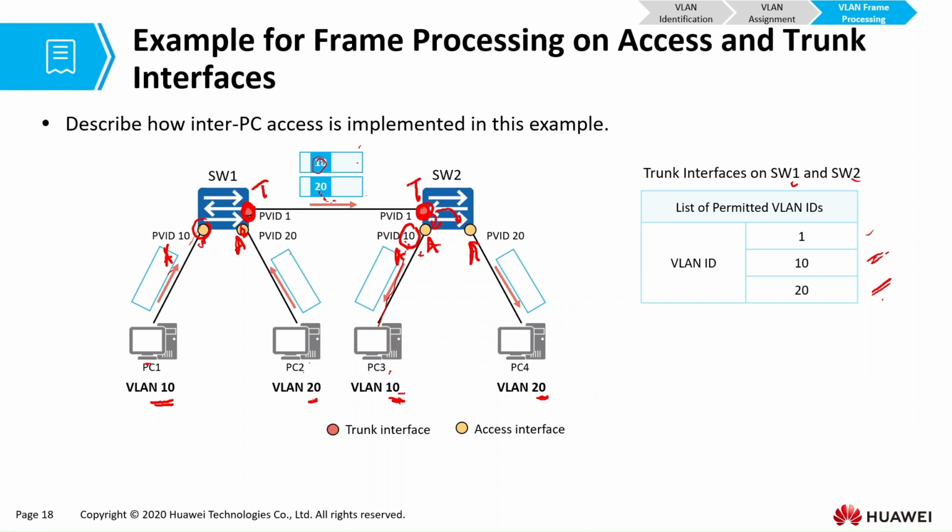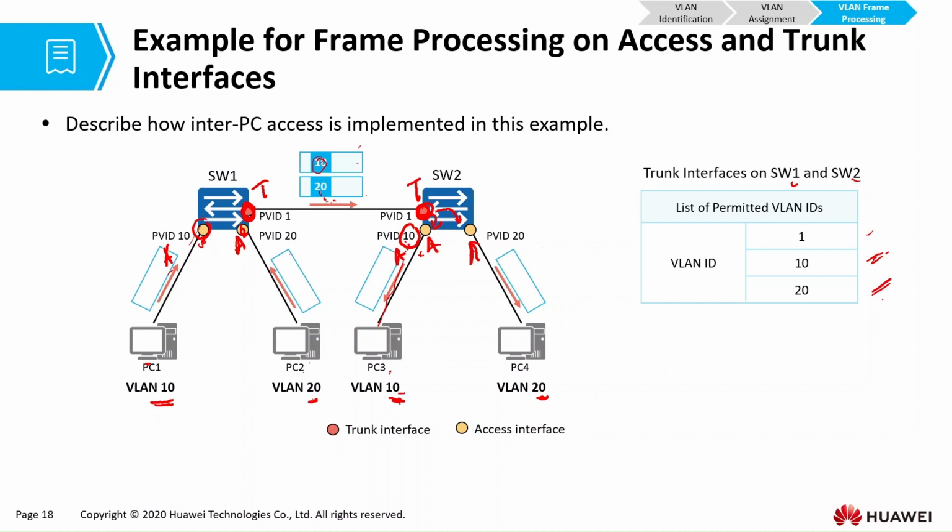But remember, under Huawei, they have a special interface. They call it a hybrid. That means they merge the benefits of the access and the trunk interface. Under this hybrid, you allow the frames that are in the permitted list, but you also allow tagged frames from multiple VLANs to pass through, and frames sent out of the hybrid interface can be tagged or untagged.